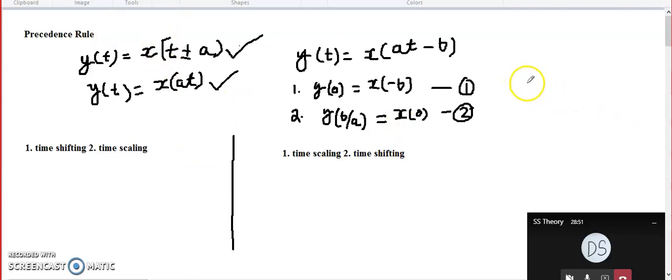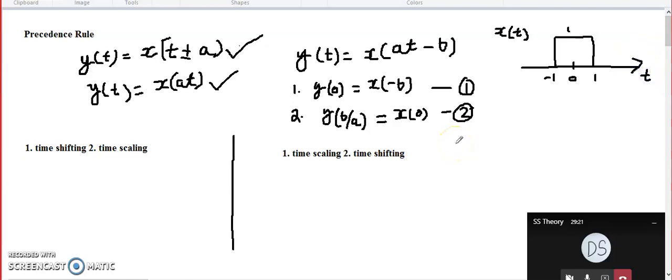So let us suppose we have a situation where x(t) is like this: 0, minus 1, 1. This is our x(t), and let us suppose this is the equation, and this is our time axis t. Now, when we perform time shifting first, that means x(t plus 3) is done first.